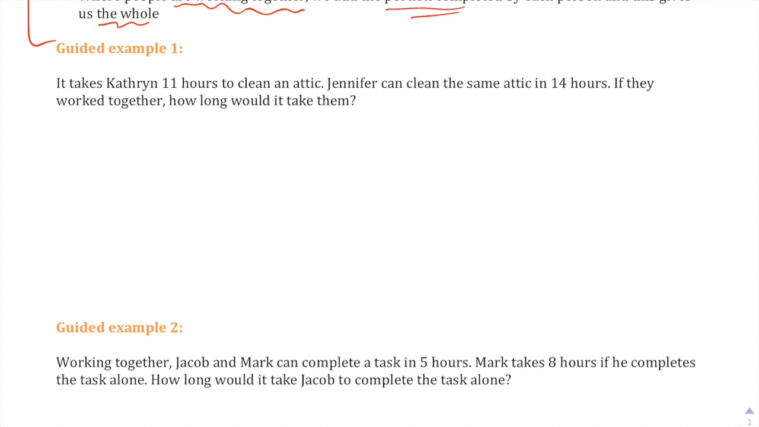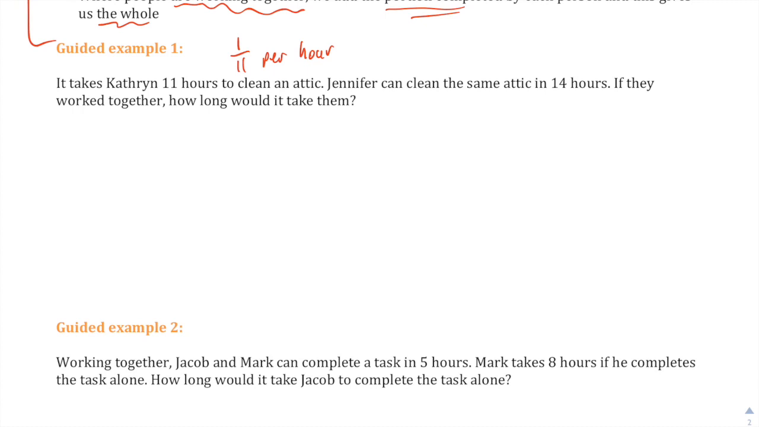Okay, so we have our first word problem here. Catherine takes 11 hours to clean an attic. So let's just express that as a rate. That means she will clean 1/11 of the attic per hour. So she's completing 1/11 of the total job. Our total job here is to have the attic cleaned.